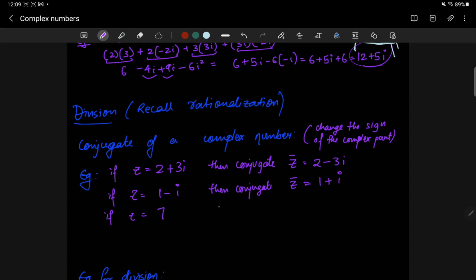Now if z were a real number, that is 7 plus 0i, and 7 minus 0i still remains 7. So it would be the same. But if z were, say, purely complex, then you would still switch the sign of the imaginary part. So this would become negative 2i. Which means in general these are defined even for real numbers or purely imaginary numbers. So the idea is just to switch the sign of the imaginary part. If it's positive, make it negative. If it's negative, you make it positive.